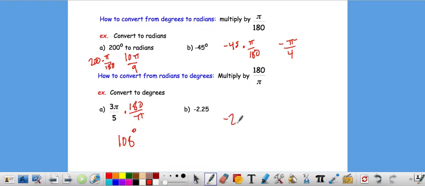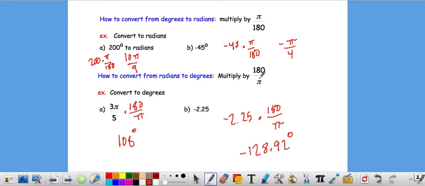Negative 2.25. Now that doesn't have a pi in it, so we're going to take this times 180 over pi. So it doesn't simplify as nicely, so you're going to want a calculator probably. I'll do this really quick. You get about negative 128.92 degrees. So that's just your quick way to convert from degrees to radians.